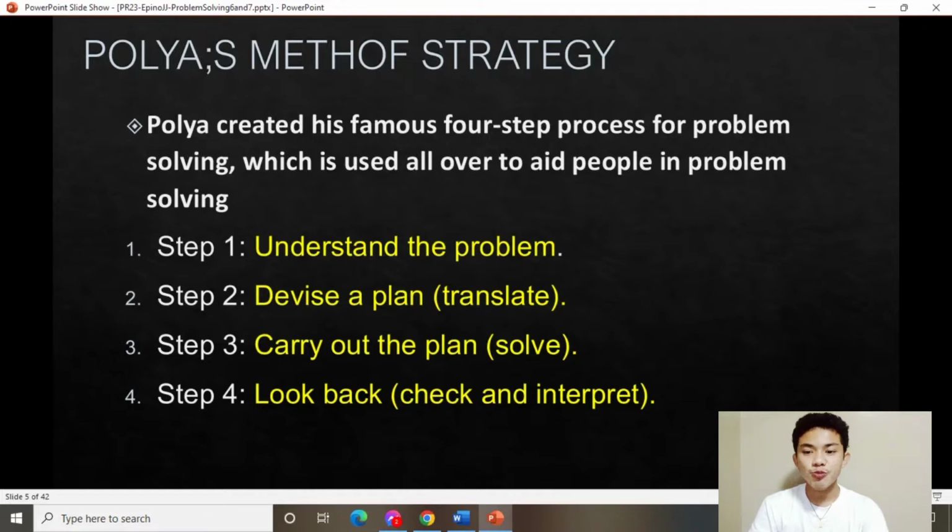Polya created this famous 4-step process for problem solving, which is used by people all over in problem solving. Step 1 is to understand the problem. Step 2 is to devise a plan or translate. Step 3, carry out the plan or solve. And step 4 is look back, check and interpret.